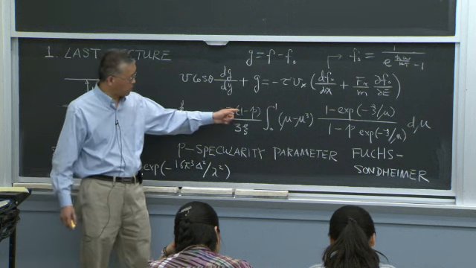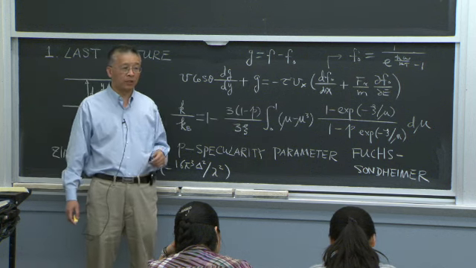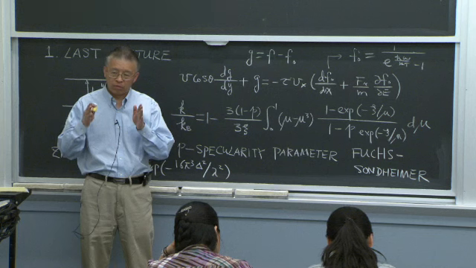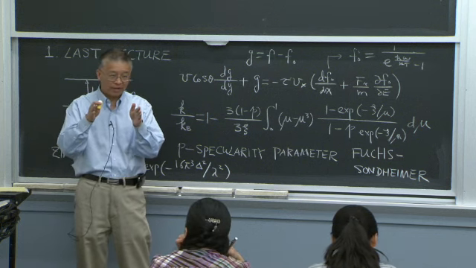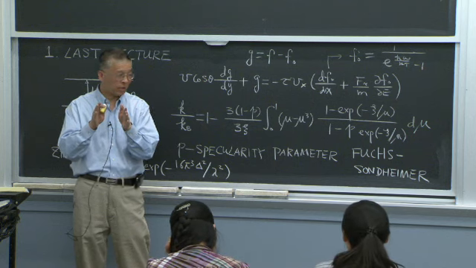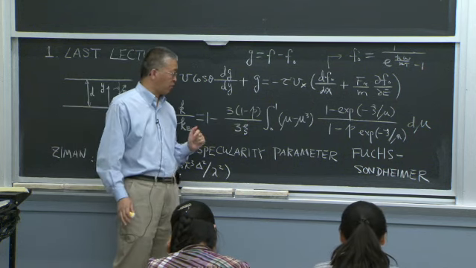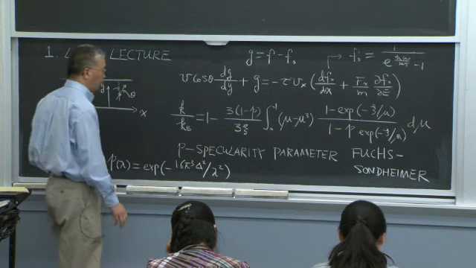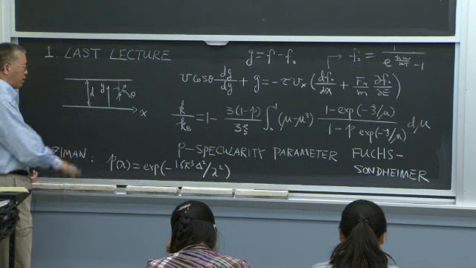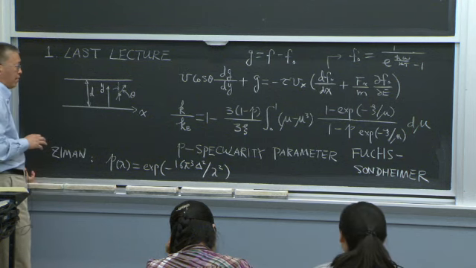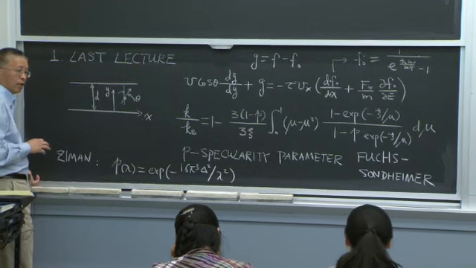So if it's specular, 1 minus p is 0, so it's more like a waveguide. There's no reduction if it's a specular interface. But p equals 0 is diffuse, so you will get a reduction in the thermal conductivity or electric conductivity if the interface scatters electrons or photons diffusely.